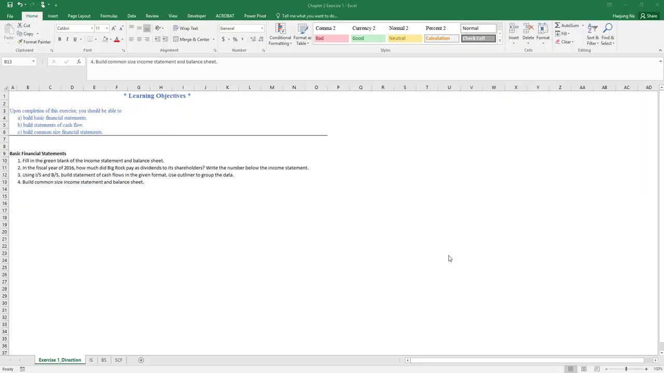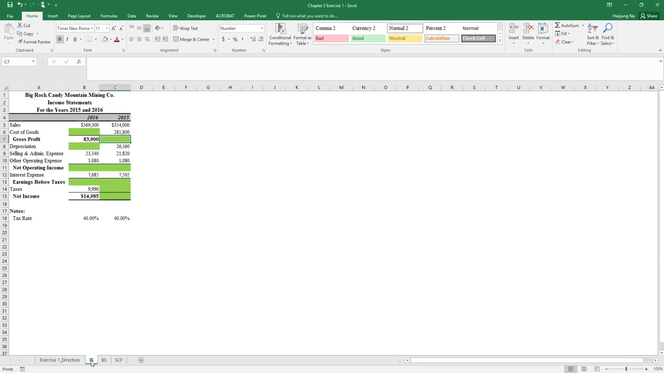Hi everyone. Today we will do a little exercise in Chapter 2, learning how to build basic financial statements such as income statement, balance sheet, and statement of cash flow. And also we will learn how to build common size financial statements. So let's just first begin with the income statement.